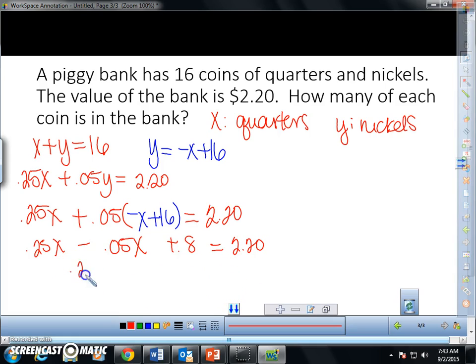Combine your like terms, so you have 0.20x plus 0.8 equals 2.20. Subtract your 0.8, so we have 0.20x is equal to now 1.4, or $1.40, and then divide by 0.2 to get our x value. So x is going to be equal to 7, which means that we have 7 quarters.